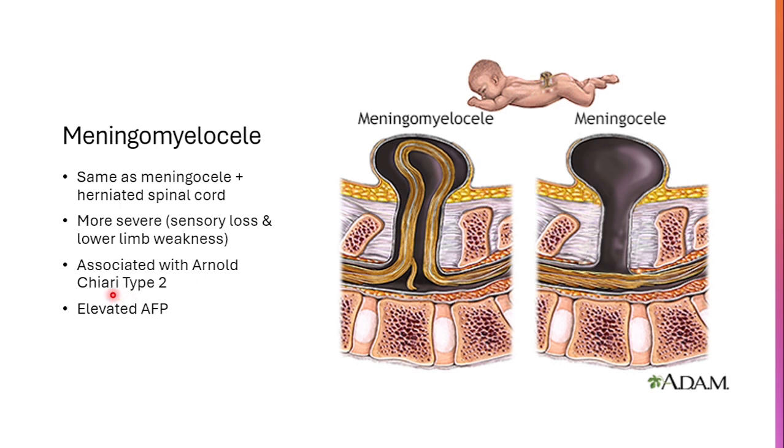And as we can remember from the previous lectures, we said that the Arnold-Chiari type 2 is associated with a type of spina bifida, a type of posterior neural tube defect called the meningomyelocele. So remember that the Arnold-Chiari type 2 is associated with meningomyelocele, and this is a neural tube defect as well, so it's going to have elevated alpha-fetoprotein on amniocentesis.